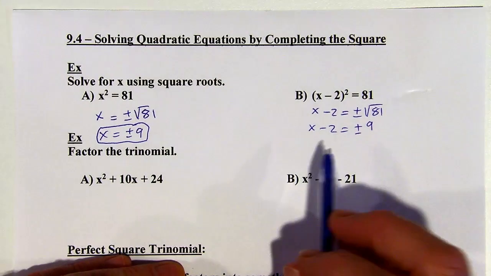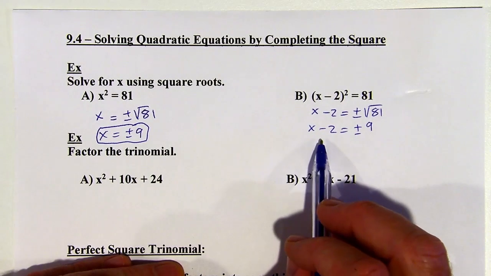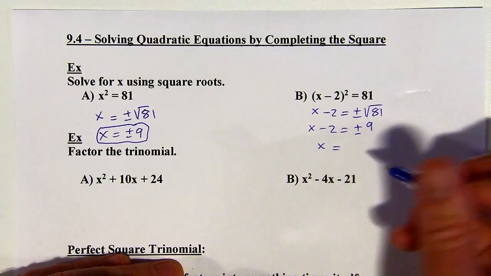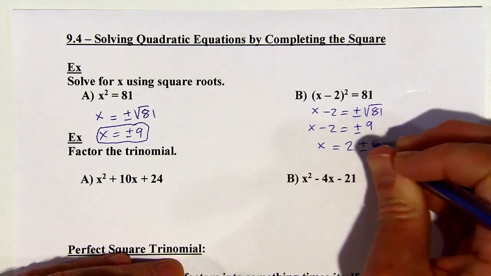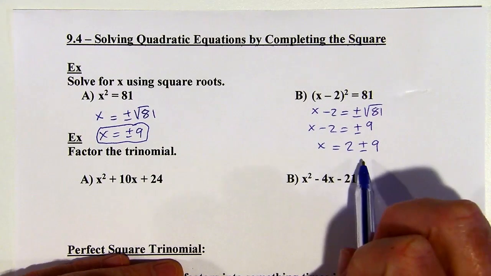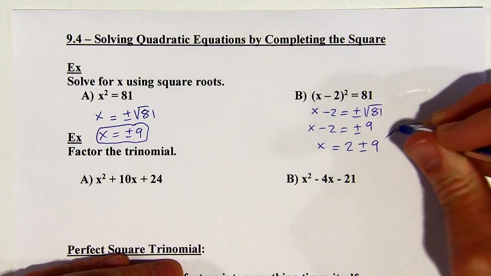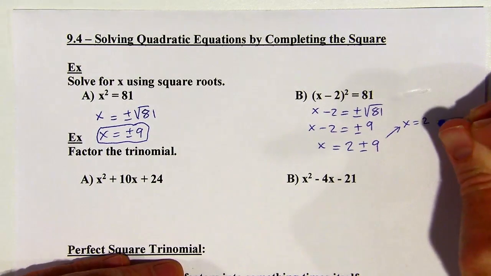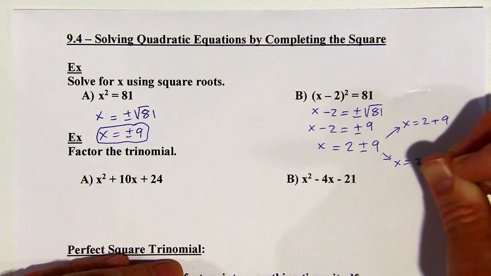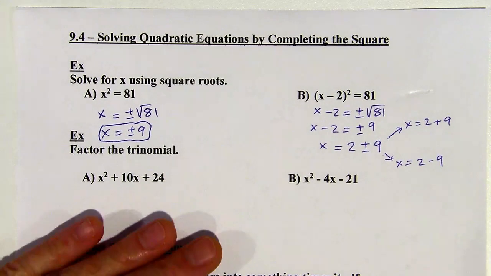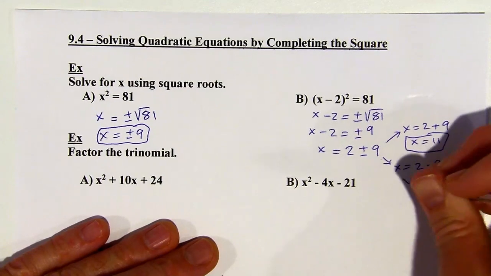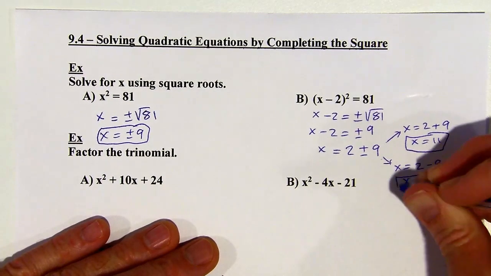Okay. Now I want to solve this for x, so I'm going to add 2 to both sides, and you could say plus or minus 9 plus 2, but I'm going to put the 2 in front of the plus minus 9, okay? So now I can actually simplify this further because I could say, all right, I've got x equals 2 plus 9, or I've got x equals 2 minus 9. And I can simplify both of those because they're like terms. So that means x will equal 11 from this path, and x would equal negative 7 from this path.